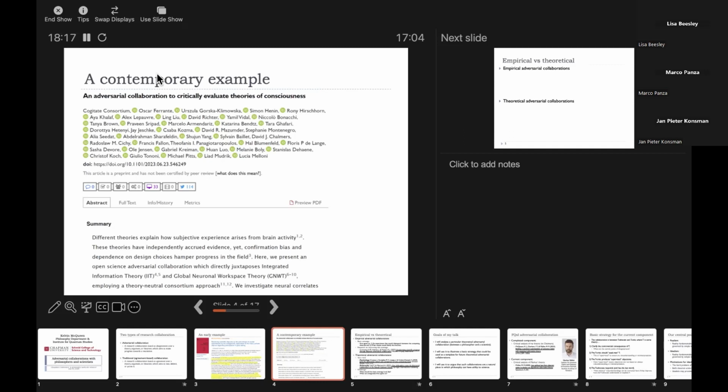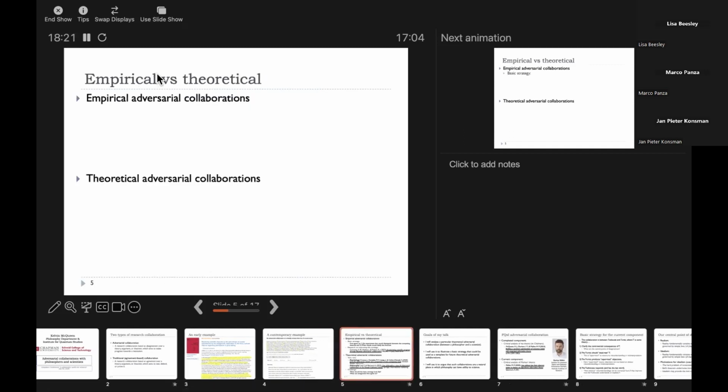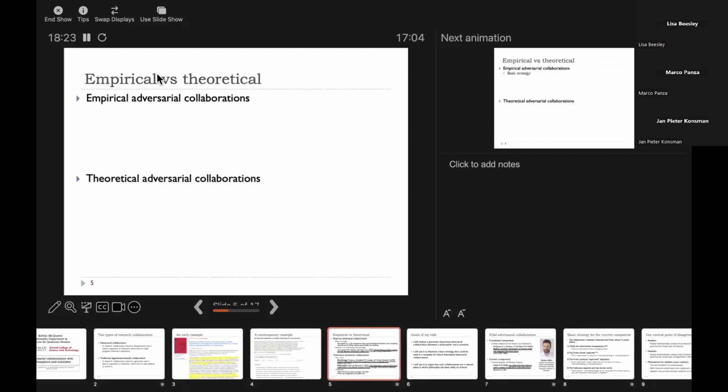Okay, so that's the basic idea, and that's a couple of examples. What I want to do now is make a distinction between two different types of adversarial collaboration: empirical adversarial collaborations and theoretical adversarial collaborations. Okay, so what's an empirical adversarial collaboration? Well, I just gave you two examples.